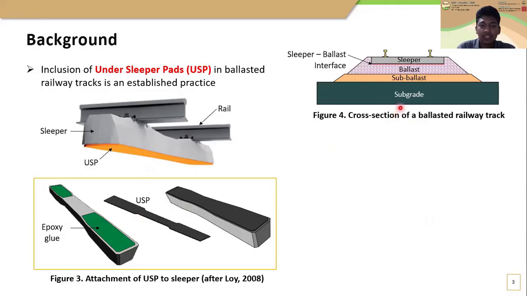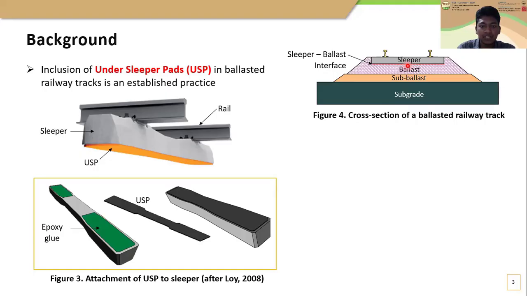When we look at the cross-section of a ballasted track, the sleeper ballast interface can be identified as shown here. It is required to maintain a proper contact between sleeper and ballast at the sleeper ballast interface in order to effectively transfer the train load through the sleeper to the underlying layers.